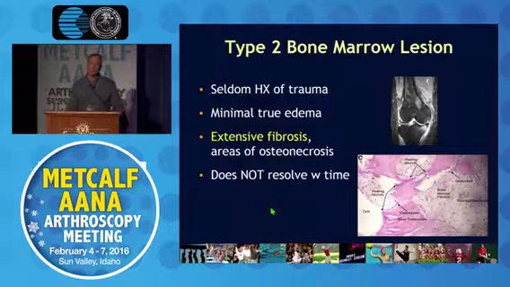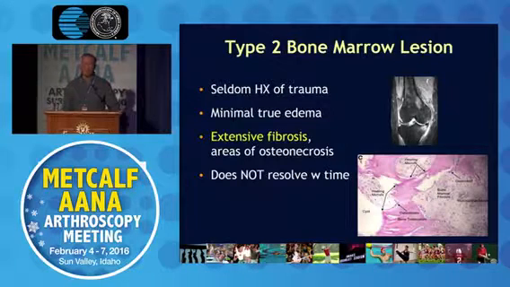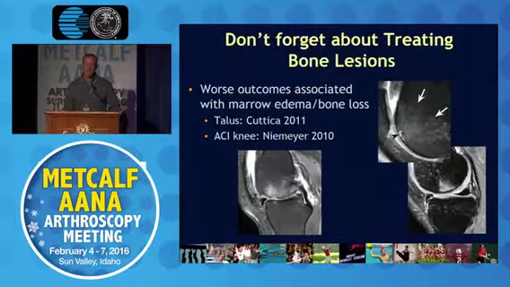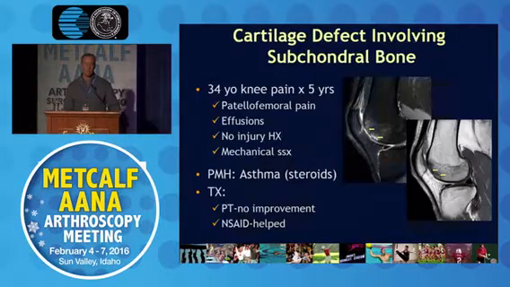Type 2 is quite different because this is typically present in patients who don't have a history of trauma. And when you look at it under the microscope, there's almost no edema at all. What there is instead is extensive fibrosis and even areas of osteonecrosis. That's important to differentiate because this isn't inflammation and this isn't going away with time. And when we look at the studies that differentiate the patients with bone marrow lesions, those patients don't do as well as the patients without the bone marrow problems.